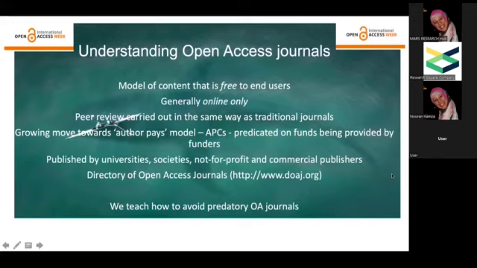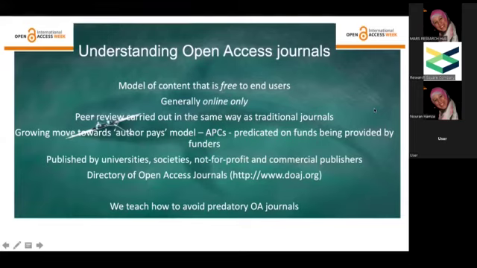But there's this growing move towards an author pays model. We all hate it. APCs, article processing charges, predicated on funds often being available from universities or from funders. So these are places to go. These are places you can learn more about by looking, for example, at the Directory of Open Access Journals.